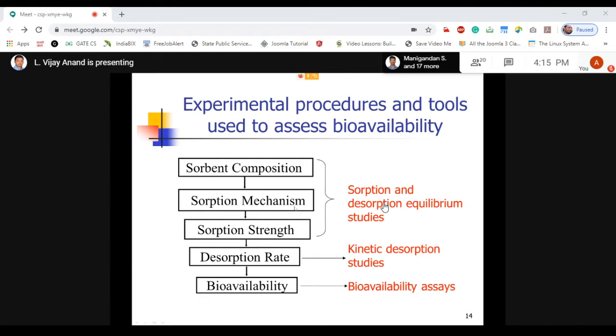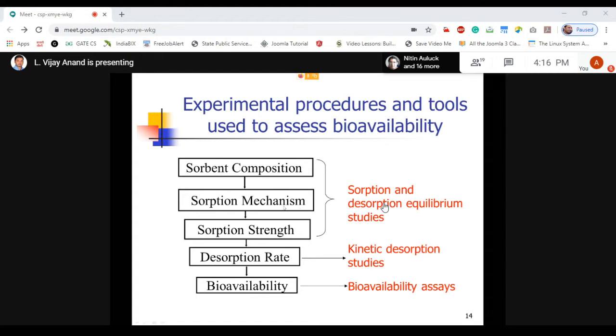Okay. So if you look at the entire mechanism that happens, when soil and this pesticide are mixed, essentially the composition of the soil is going to dictate the amount of adsorption, right? So based on the composition of the soil, one can find what is the mechanism of adsorption.